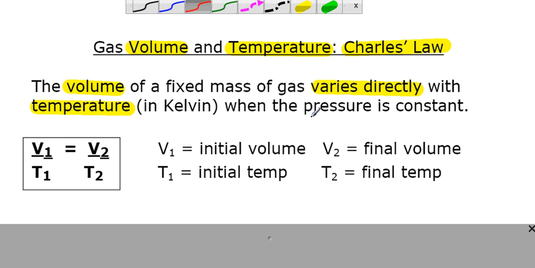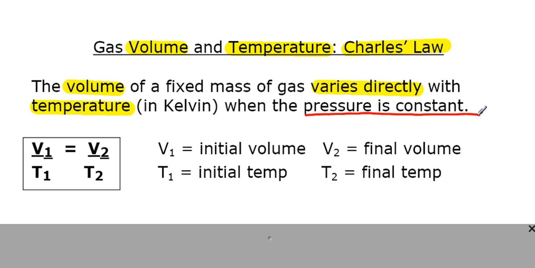This time, the pressure is constant. That means change in pressure is 0. We're not going to worry about pressure with this formula. There's one key thing here: the temperature has to be in Kelvin.